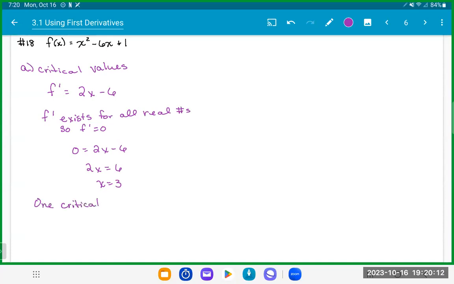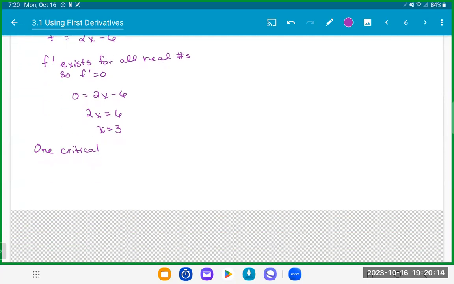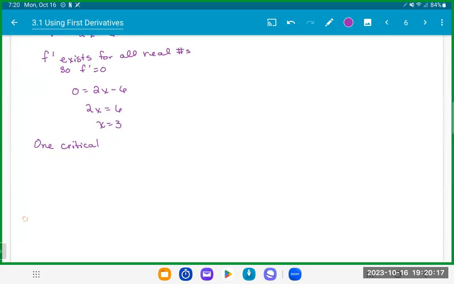I'm trying to write it all out here for you guys for the first one, so you have something to reference back to when you do your homework. So we have one critical value. So I'm actually going to say our only critical value is 3. If this had been like an x squared equals 9, then we would have taken the square root and we would have gotten x equals positive 3, x equals negative 3. So we would have had 2 critical values. In this case, we only have one critical value. Since we only have one critical value, we have 2 intervals.